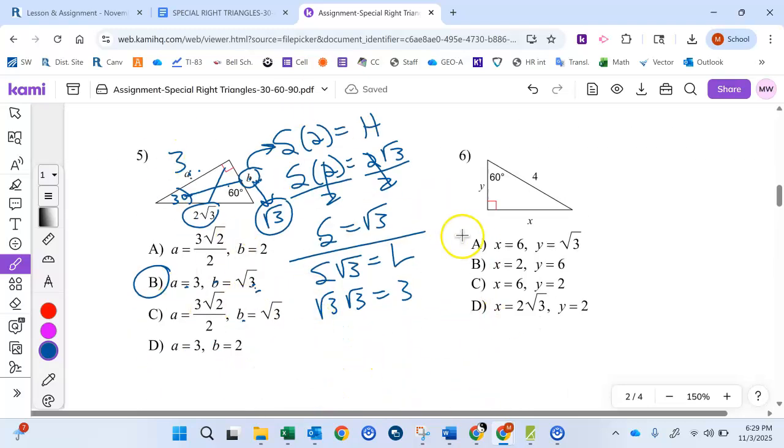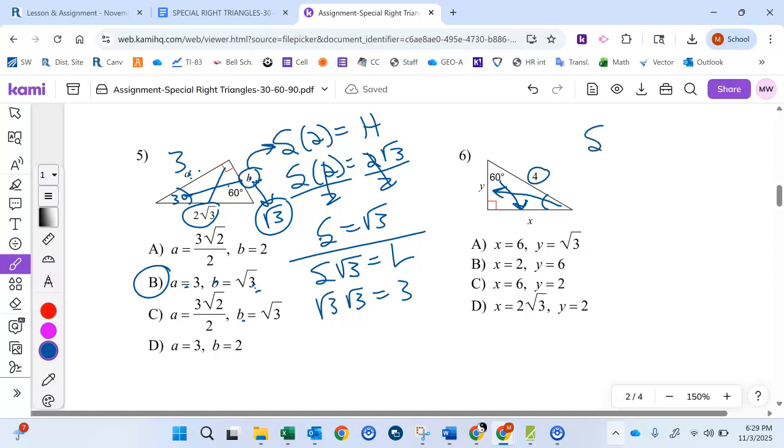Okay. I'm going to do one more for you, and then I'm going to let you finish the last 10. So if you want to pause it, go ahead, and then we'll try this one. So we are given the hypotenuse again. The 60 is the long leg, which is x. So that means the short leg is 30 right here.